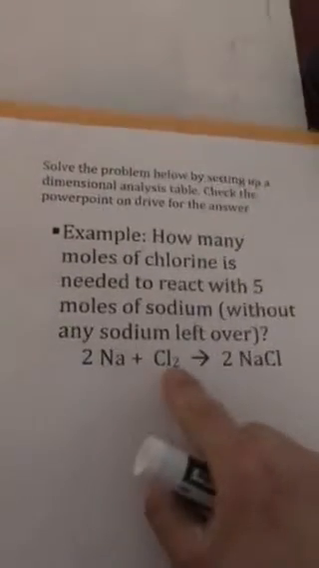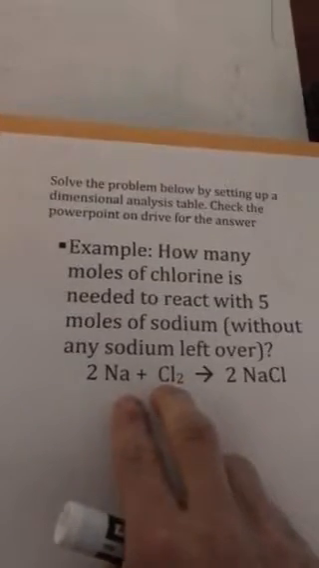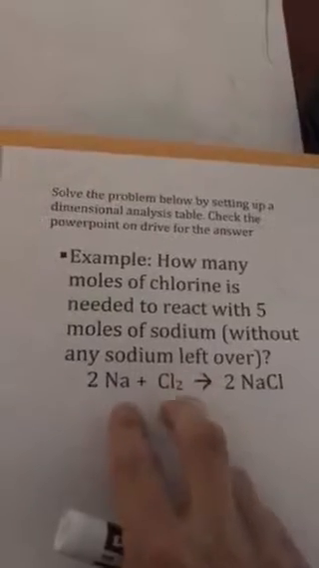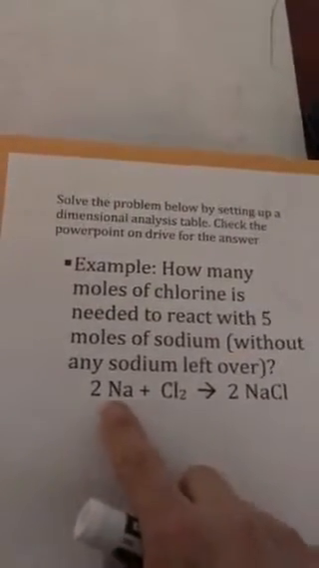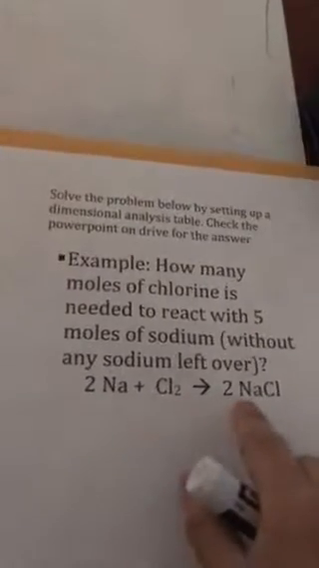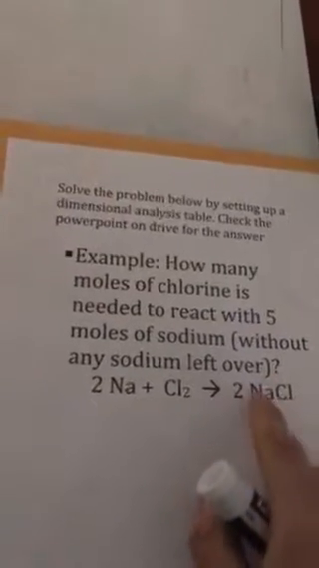One, it's already balanced, right? And you have a synthesis reaction, right? You have two reactants, and then it gets you one product, right? So for every 2 moles of sodium, you need 1 mole of chlorine to make 2 moles of NaCl, or sodium chloride, otherwise known as table salt.